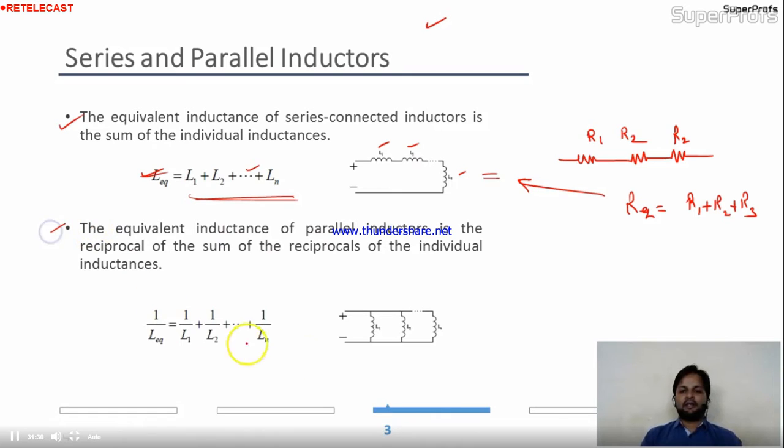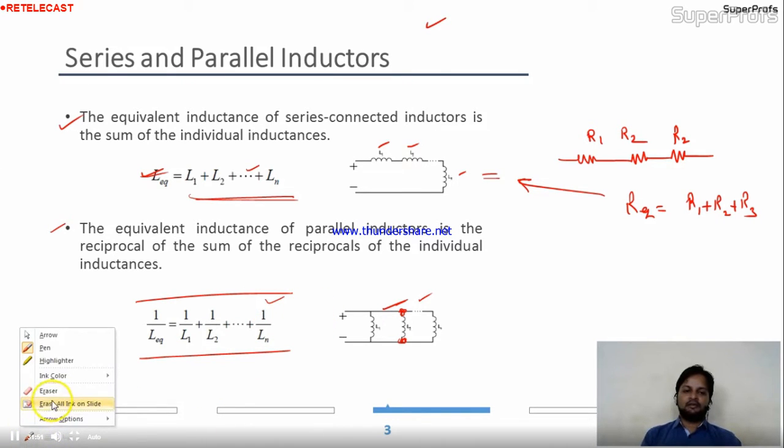Now come to the parallel combination. This is nothing but the parallel combination. Starting point, ending point, both are the same. This is the parallel combination. In the parallel combination, the formula is given by 1 by L equivalent is nothing but 1 by L1 plus 1 by L2 plus 1 by Ln. I hope this one is also clear to you.